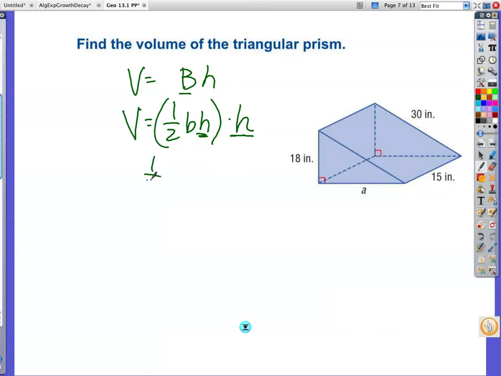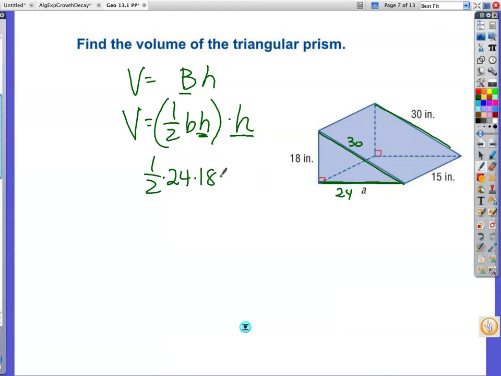So I'm going to have 1/2. This base, I don't know, so I'm going to have to do a little work to figure it out. This is 30. This is 30. So I'm going to take 30 squared. Uh-oh, I have my calculator on. 30 squared minus 18 squared. Take the square root of that. I get a 24. So I have 1/2 times 24 times the height, which is 18.